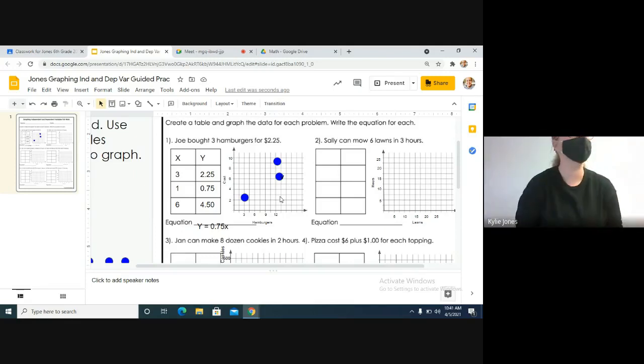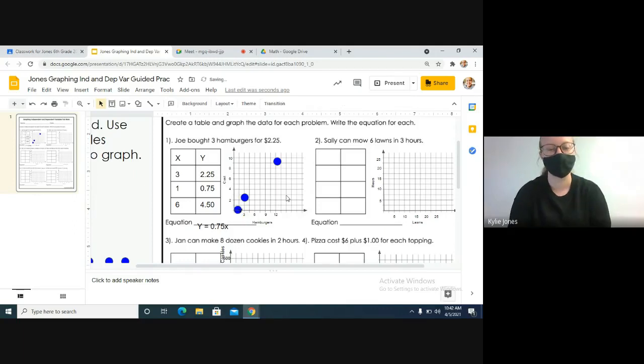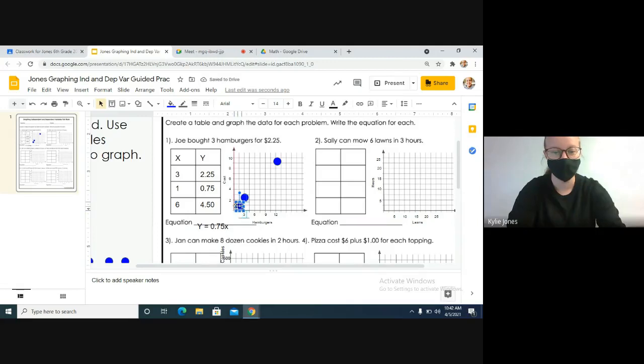Over 3, up 2.25. The next one, you need to go over 1, up 0.75. So it's not too far up there, right? That's a real big dot. I accidentally moved the 1, so be careful when you move the stuff too. Close enough. Do your best. Okay. What about 6? Where does that one go?